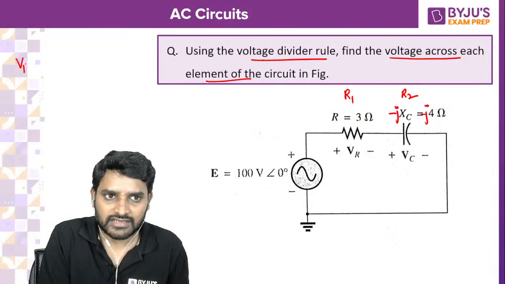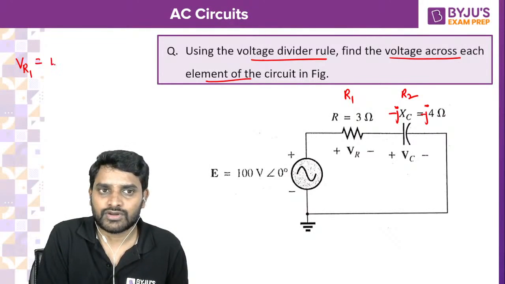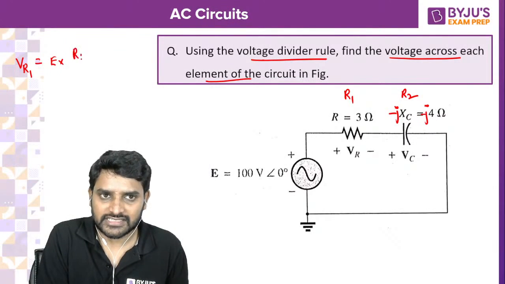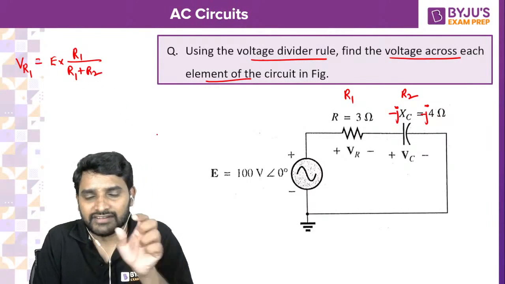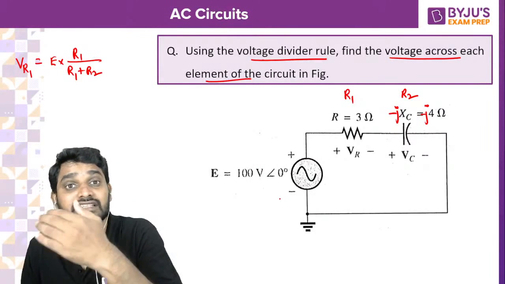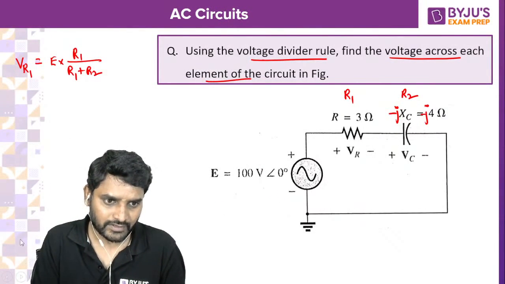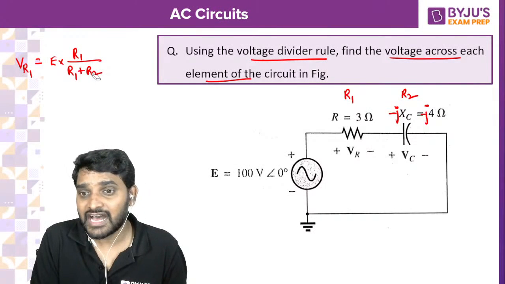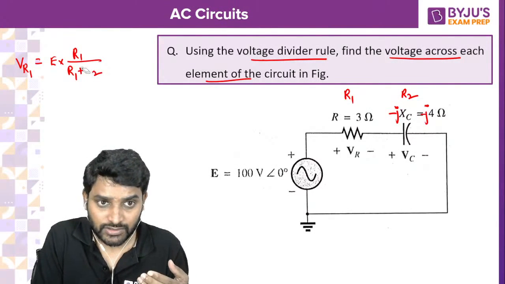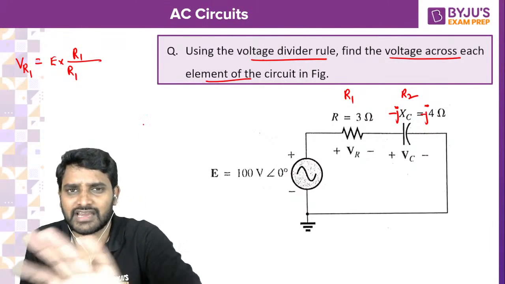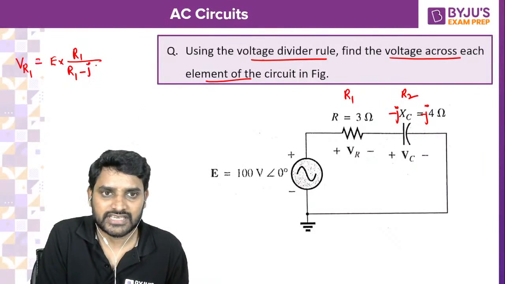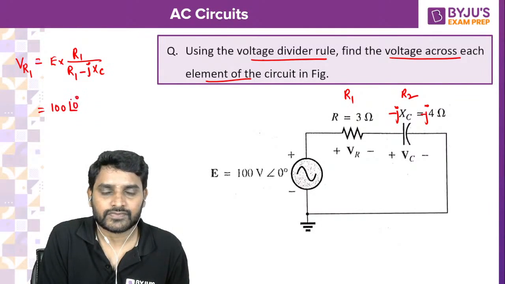The voltage across R1 is equal to source voltage into that resistance divided by total resistance. That's it. Now here we do not have all resistors. We have capacitive reactance. We have inductive reactance. So replace them simply. Instead of R2, I have minus JXC. So write minus JXC as usual. Ohmic value minus JXC. So E is 100 at an angle 0.